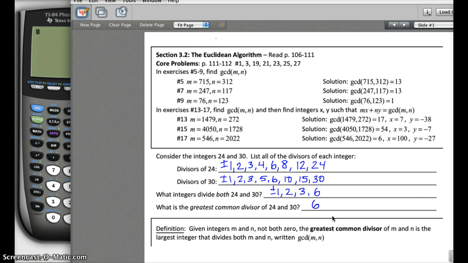For 24 and 30, we probably could have figured that out without listing all of the values, but as we start to get to really large values like 715 and 312, it gets a little bit trickier to tell what the greatest common divisor is going to be, and we don't really want to have to list out all of the divisors every time. So the notation that we'll use here, given integers m and n that are not both 0, so one of them can be 0, just not both, the greatest common divisor of m and n is the largest integer that divides both of the numbers. We write it as GCD and then list the two numbers in parentheses.